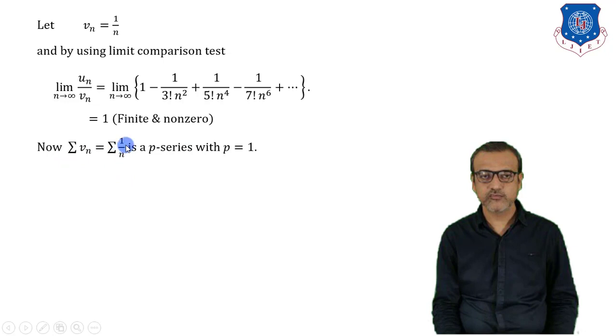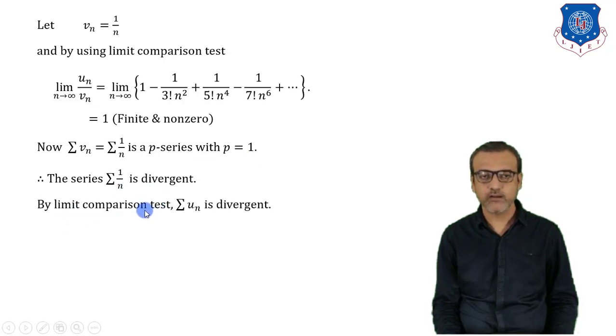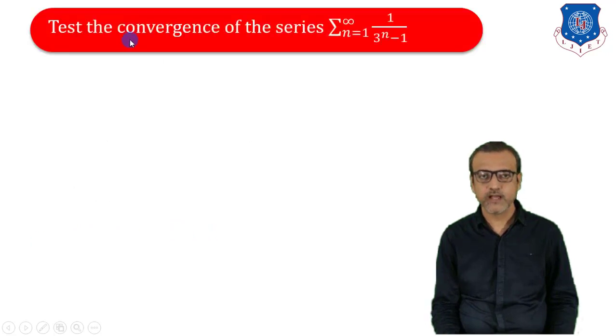Now sigma Vn equals sigma 1 upon n is a p series with p equal to 1. Therefore the series sigma 1 upon n is divergent. By limit comparison test, sigma un is divergent. Now we will see this example. Test the convergence of the series sigma n equals 1 to infinity 1 upon 3 raised to n minus 1. So here is the solution.